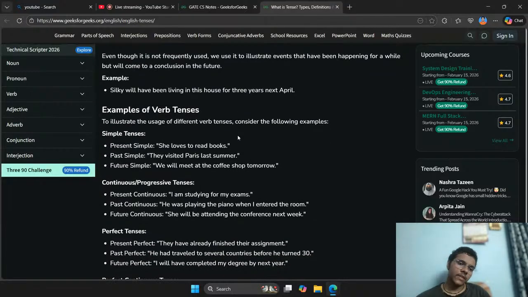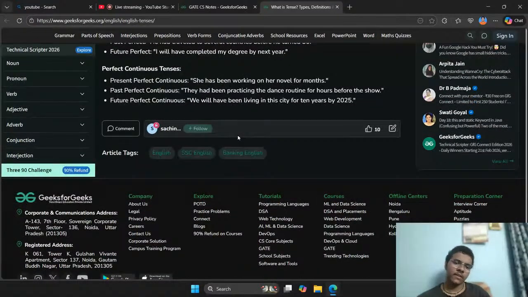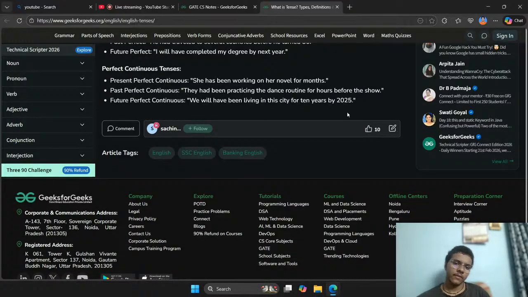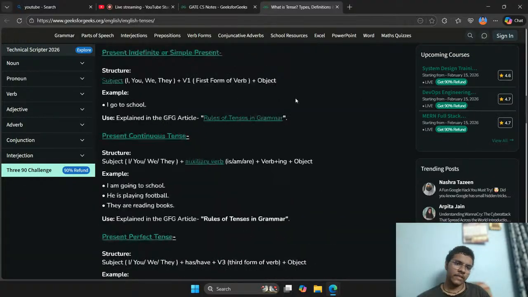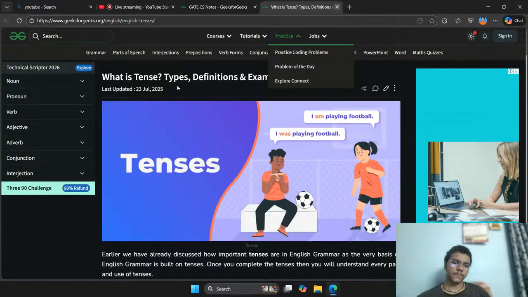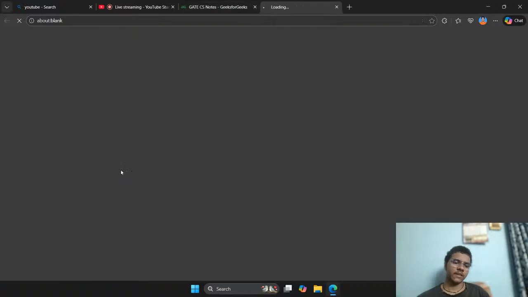She loves to read books. Okay, here are just some examples, and the article is good. You need to log in, SSA English. Yep, that article on tenses is good. Should we read articles now?